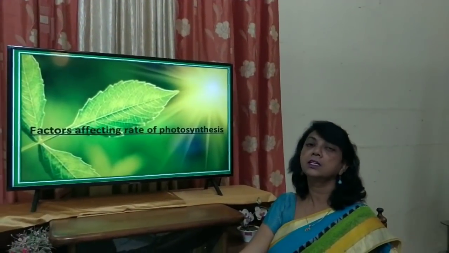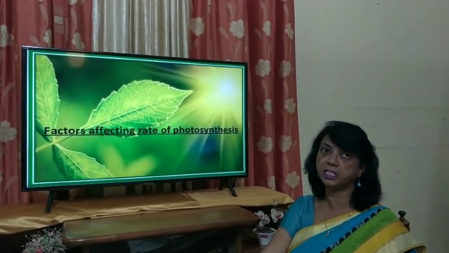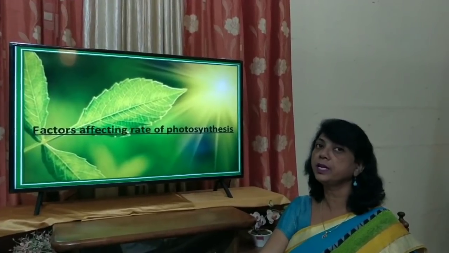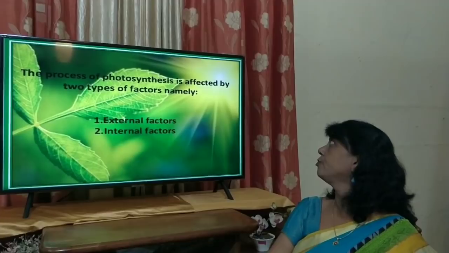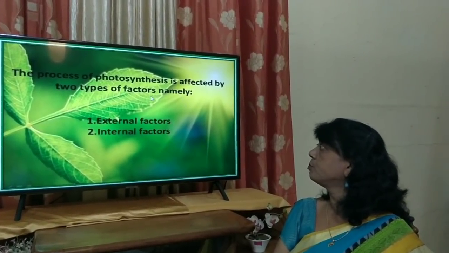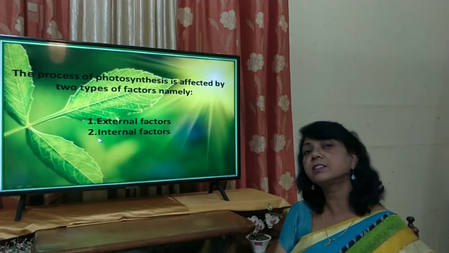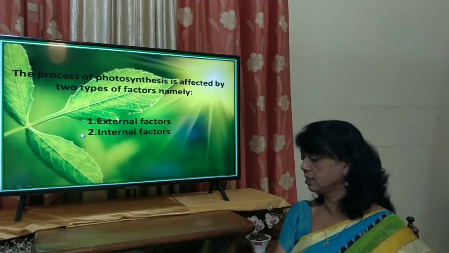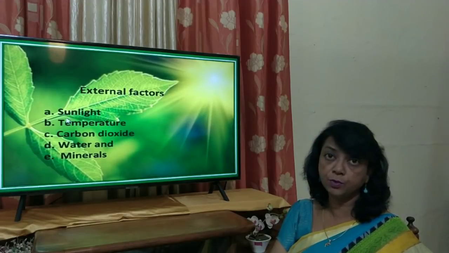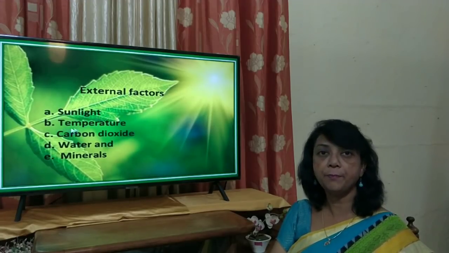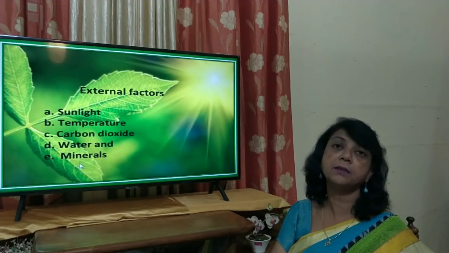Students, in the last session we had studied the factors affecting photosynthesis. So we'll do a recap with this topic itself. The process of photosynthesis is affected by two types of factors, namely external factors and internal factors. The external factors include sunlight, temperature, carbon dioxide, water and minerals.